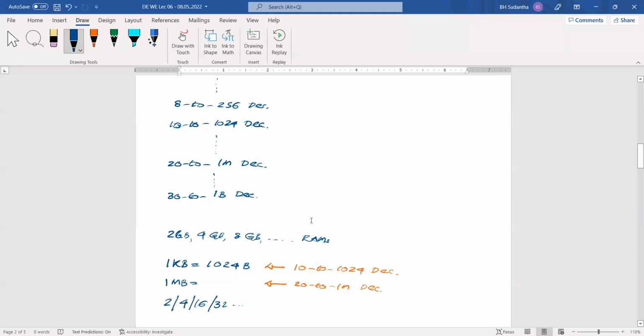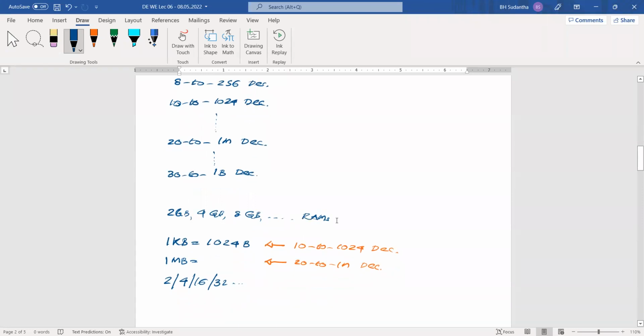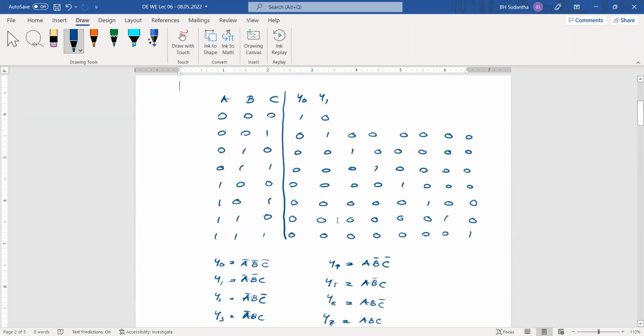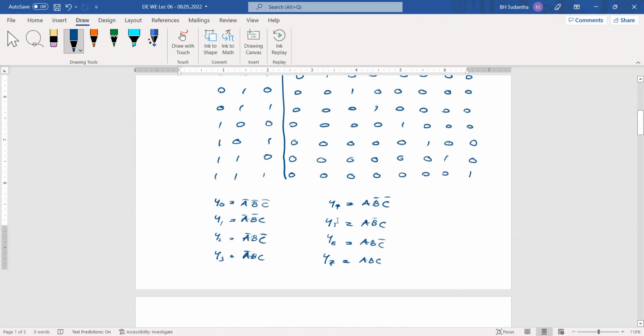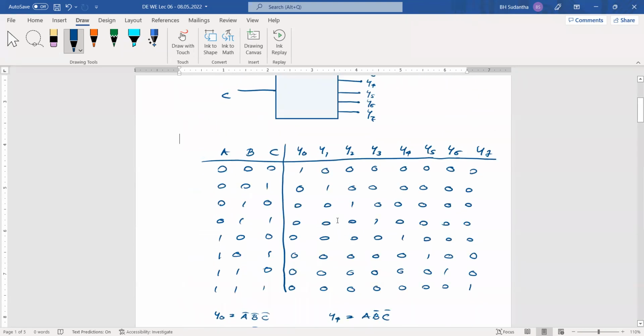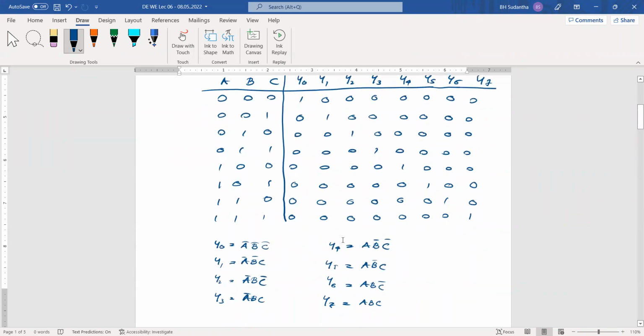At least you should know how to design this 2 to 4 decoder and 3 to 8 decoder. But when I started talking about these decoders, I mentioned these are standard decoders. Then what about a non-standard decoder? Where can we find a non-standard decoder? What is the difference between the standard decoder and non-standard decoder? What do you think?